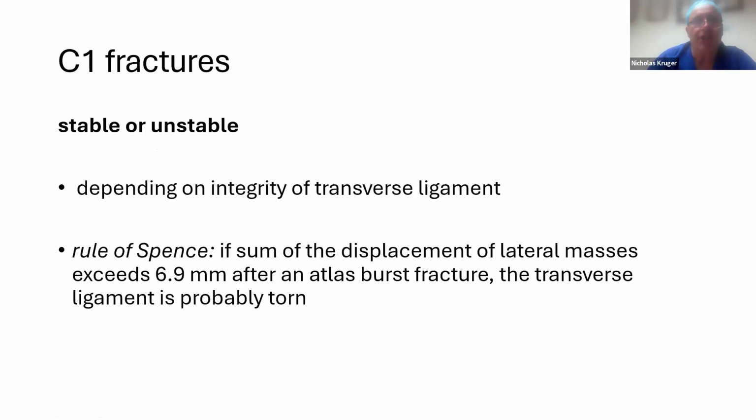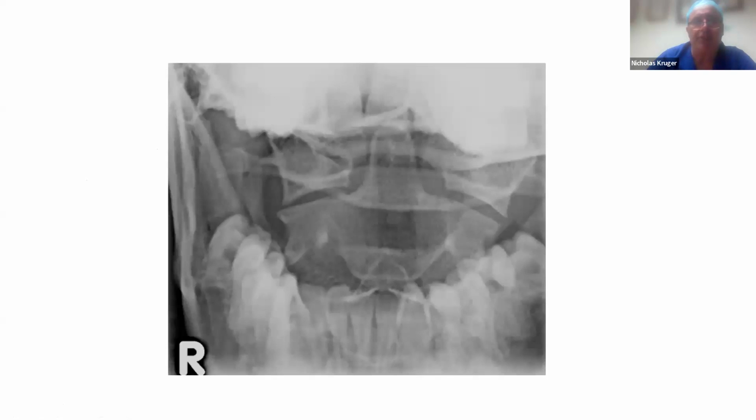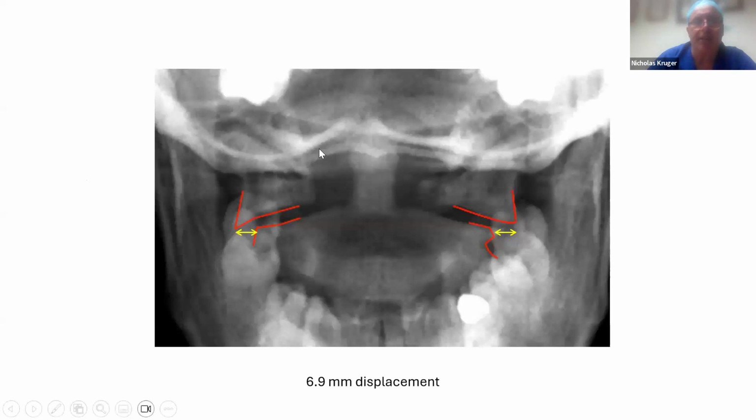So deciding if your C1 is stable or unstable, we call it the rule of Spence. If the sum of your lateral masses is more than 6.9, so if the overlap, that plus that, is more than 6.9, that means your transverse ligament's ruptured and it's an unstable injury. How do you treat that?